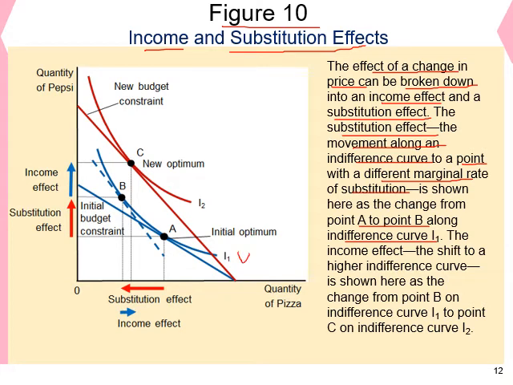On I1, we move from point A to point B, with higher consumption of Pepsi and lower consumption of pizza. On the other hand, the income effect is the shift to a higher indifference curve, as shown by the change from point B on indifference curve I1 to point C on indifference curve I2. So you move from point B, which is on the lower indifference curve I1, to point C, which is a new optimum on a higher indifference curve.